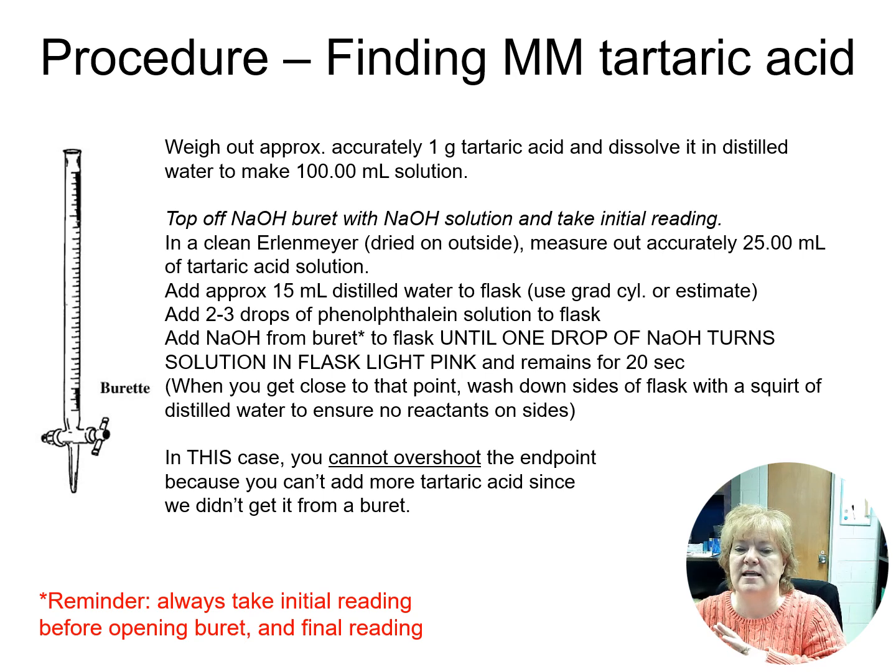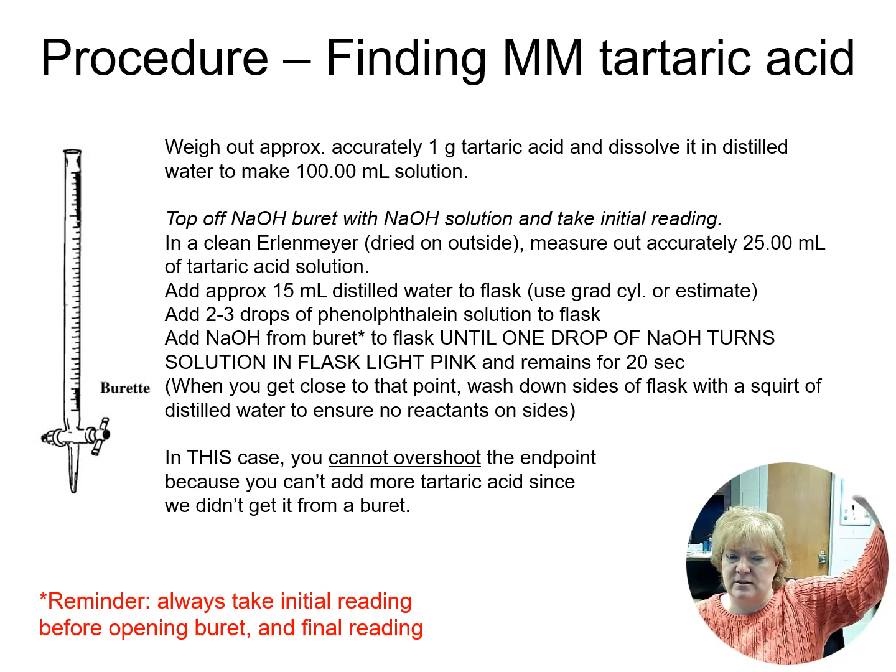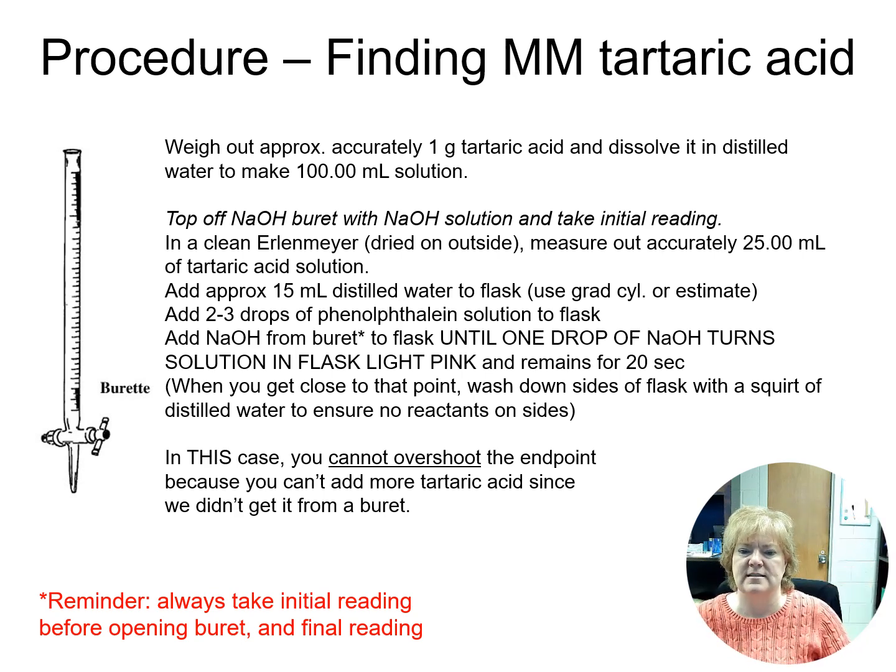And then we're going to take a precise measurement like a volumetric pipette and pipette out just 20 or 25 milliliters. I can't remember which one the instructions say. I think it's 25 milliliters. So make sure you've topped off the sodium hydroxide burette so you're ready, and take an initial reading. Then in your flask, rather than putting in acid from a burette, you're going to use a pipette and take 25 milliliters of that solution you made of the tartaric acid.